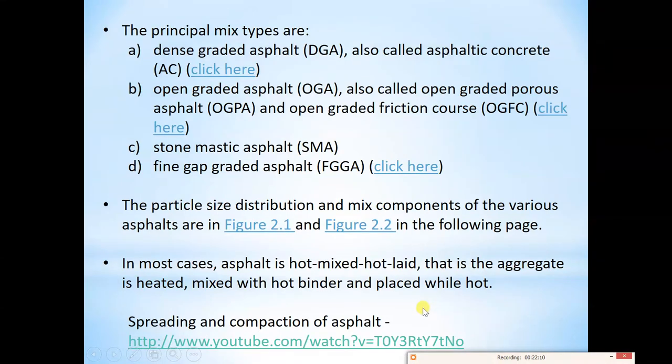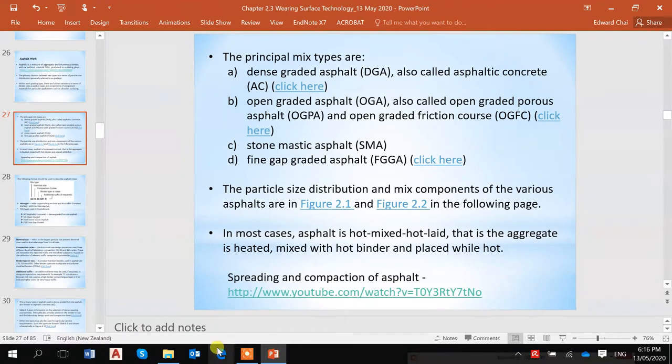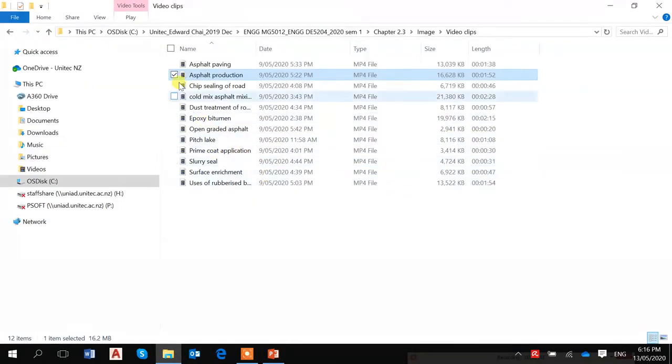The chip sealing, what they do actually, the spreader truck spreads the bitumen, followed by the chip trucks. Whereas for this one, they get the asphalt. Asphalt is the mixture of aggregate and bitumen, and then they bring it to the site hot. Okay, so I just have a look at the asphalt paving.